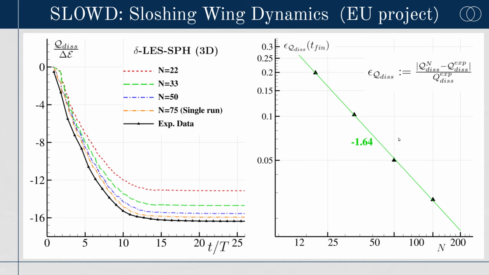The plot on the right shows the convergence of the final SPH predicted dissipation towards the experimental value, with a convergence rate between 1 and 2. This result is quite remarkable, especially considering that, for computational cost reasons, the higher phase was not included in the simulation, even though it does not seem to play a dominant role in the evaluation of the sloshing dissipation.